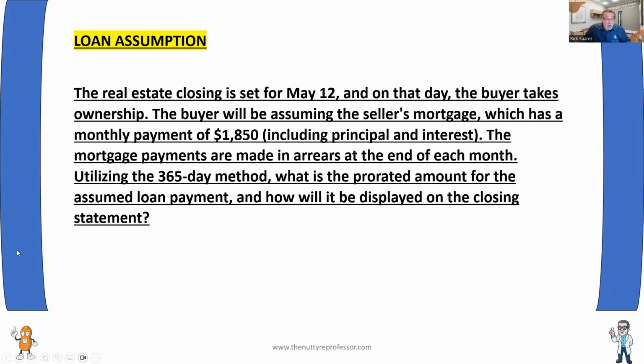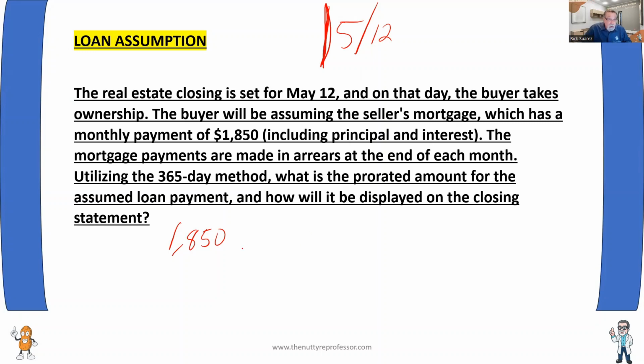This one we're going to do is a loan assumption. This is one that you may see for sure, right? Because it's not easy to understand, and they're obviously going to include it just to see if you can handle it. But the real estate closing is set for, again, May 12, and on that day the buyer takes ownership. So the buyer is going to be charged for that day. The buyer will be assuming the seller's mortgage, which is a monthly payment of $1,850, including principal and interest. The mortgage payments are made in arrears at the end of each month, utilizing a 365-day method. What is the prorated amount for the assumed loan payment, and how will it be displayed on the closing statement?